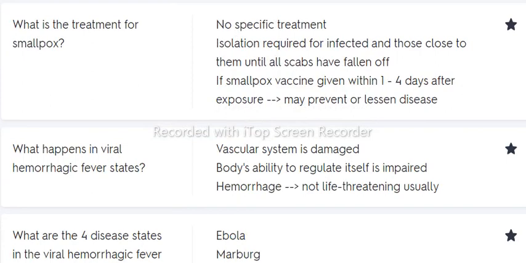What is the treatment for smallpox? No specific treatment, isolation required for infected and those close to them until all scabs have fallen off. If smallpox vaccine given within 1 to 4 days after exposure, may prevent or lessen disease.